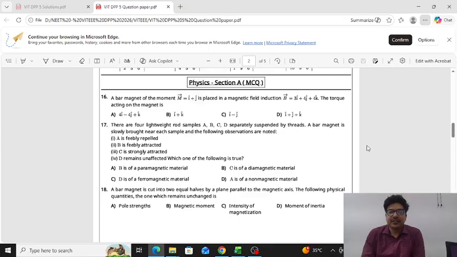Physics questions from DPP 5, which is from the chapter magnetism and matter. The first question in the physics section, question 16: a bar magnet of moment m vector equal to i cap plus j cap is placed in a magnetic field induction b vector equal to 3i plus 4j plus 4k. The torque acting on the magnet is?